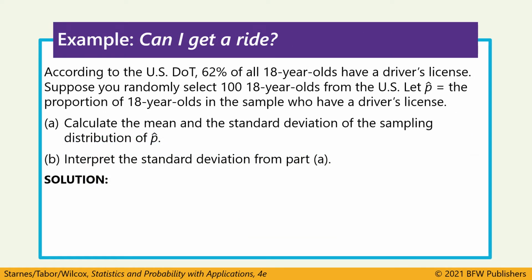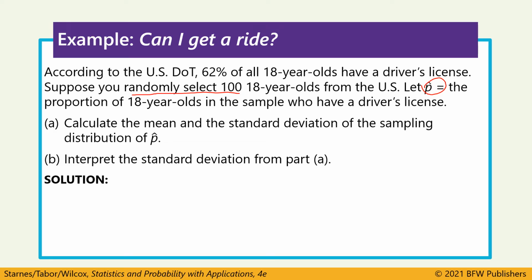So as an example, according to the US Department of Transportation, 62% of all 18-year-olds have a driver's license. Let's randomly select 100 18-year-olds from the US, and P hat is going to represent the proportion of 18-year-olds in the sample who have a driver's license.